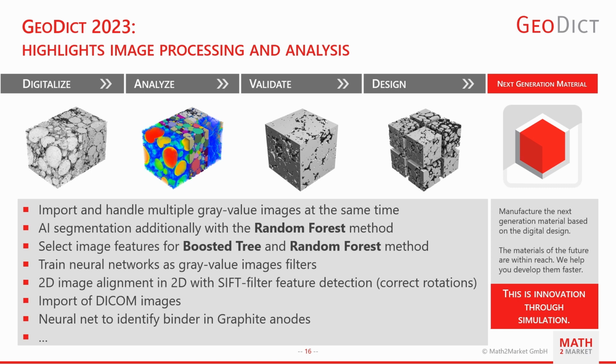It is possible now to train neural nets as gray value image filters. To correct rotations between single images in a 2D image stack, for example from FibSim, image alignment based on the SIFT feature detection is possible now. With the new Geodict version, CT scans in the DICOM format can be imported. A specific neural net to identify binder and graphite anodes was added to identify binder in GrainFind.